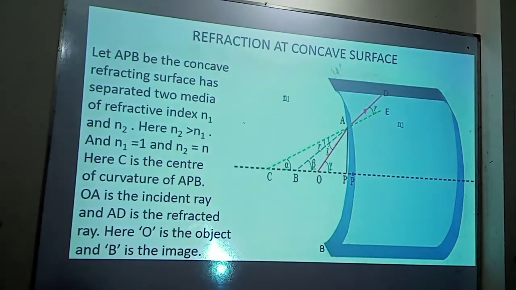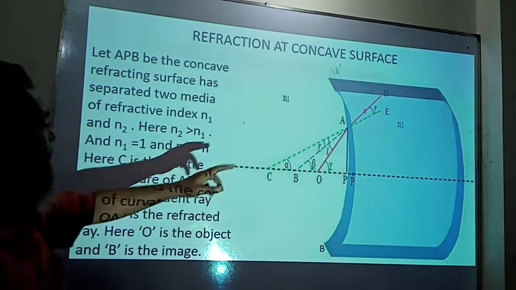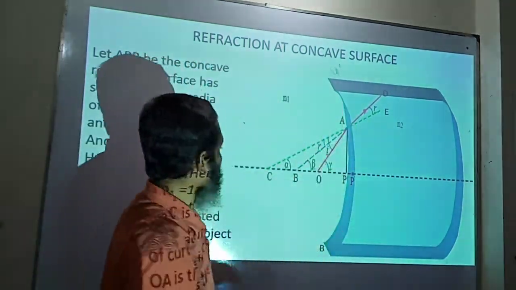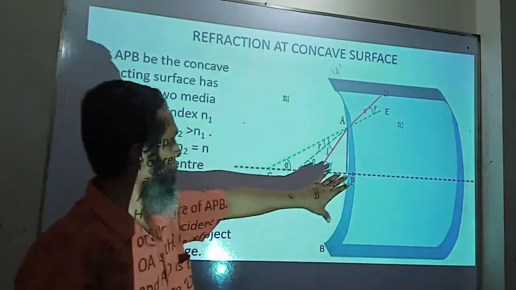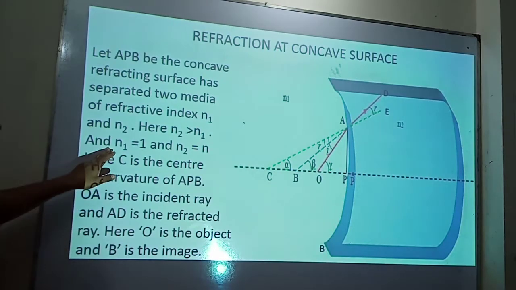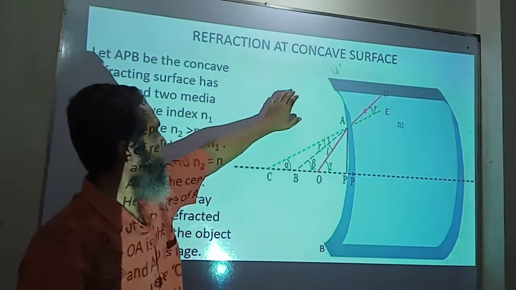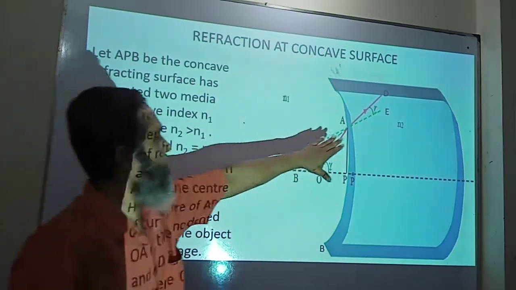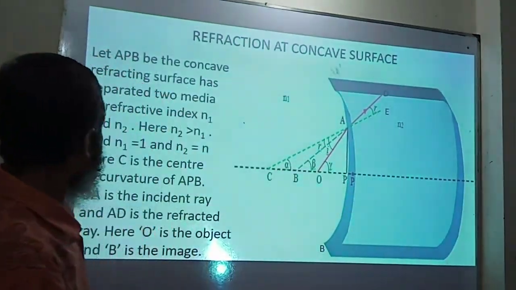For our convenience, we consider that N2 is greater than N1. This is the denser medium and this one is the rarer medium, and here N1 is equal to 1, that is, this is air. Since it is 1, we consider N2 is equal to N. Understand?